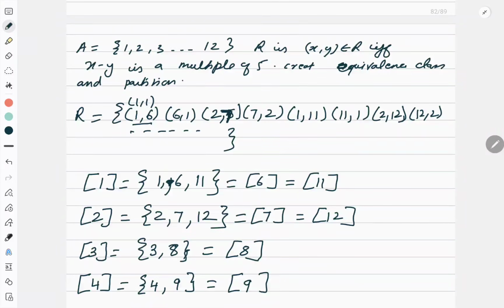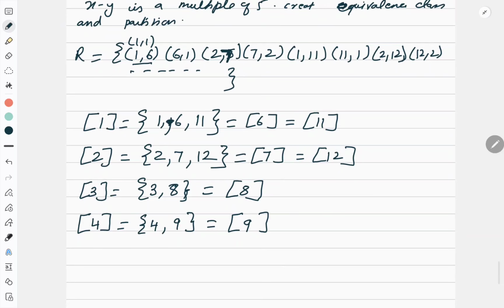So 1, 2, 3, 4 I have done. 6, 7 also done. 8, 9 also done. Then 10, 11, 12 and 5 are still left. So let me do for 5. Obviously 5 is there, and 10 is there, because 10 minus 5 is again 5. So 10 will also come here. So the equivalence class of 5 and 10 is the same. Now I have covered all the numbers, 1, 2, 3, 4, 5, 6, 7, 8, 9, 10, 11 and 12. So I have written the equivalence classes for all the numbers.